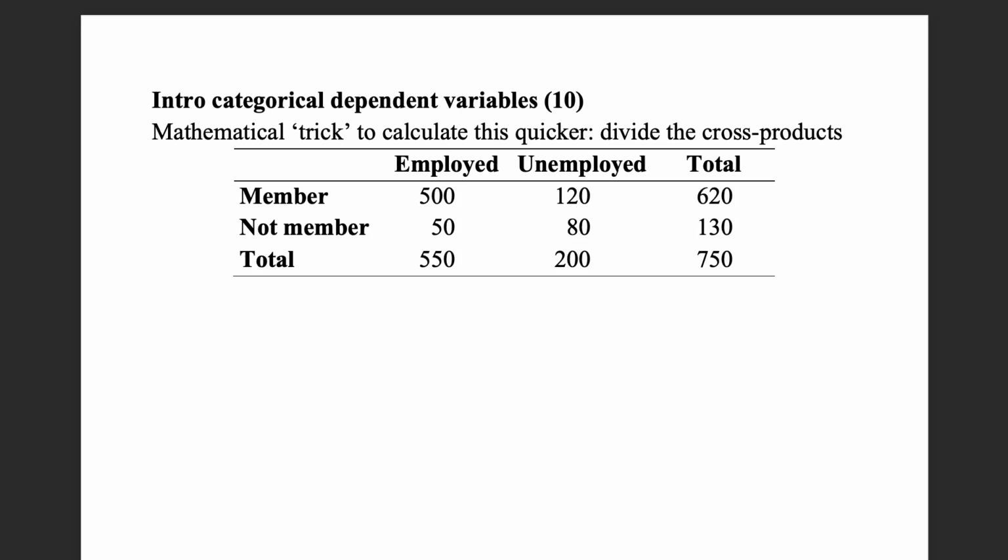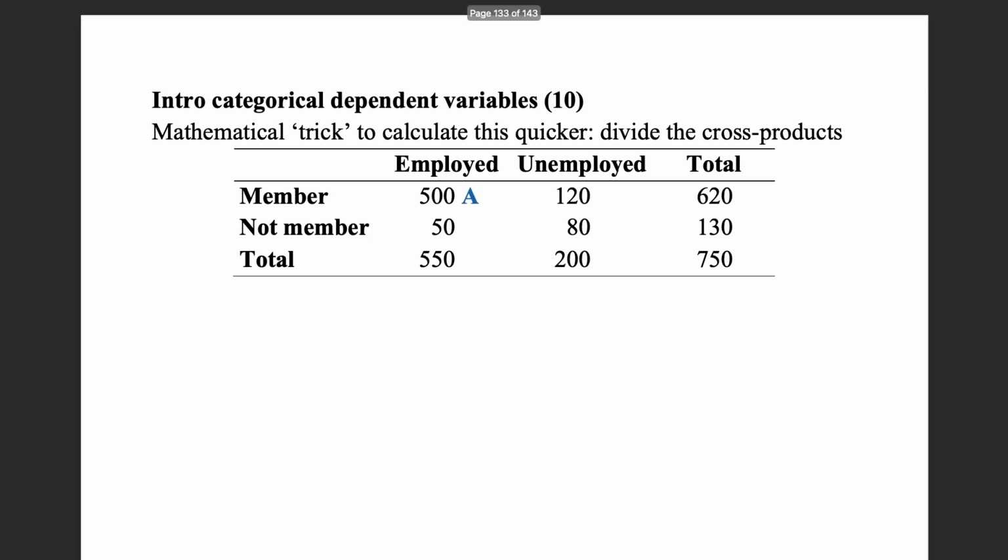So those are the cells that indicate 500, 120, 50, and 80, and the rest of the table is of course just the marginal distribution of these categories. Basically all the relevant information is already contained in just those 4 cells, where we are looking at the intersection of being employed and a member, employed and not a member, unemployed and a member, and unemployed and not a member. So these 500, 120, 50, and 80, these cells within our cross table.